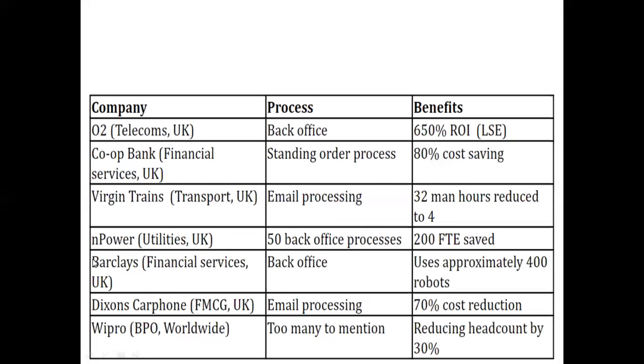Okay. If we look at Barclays, one of the largest financial services companies in the UK, they have automated their back office process. After automating their back office processes, they use approximately 400 robots.